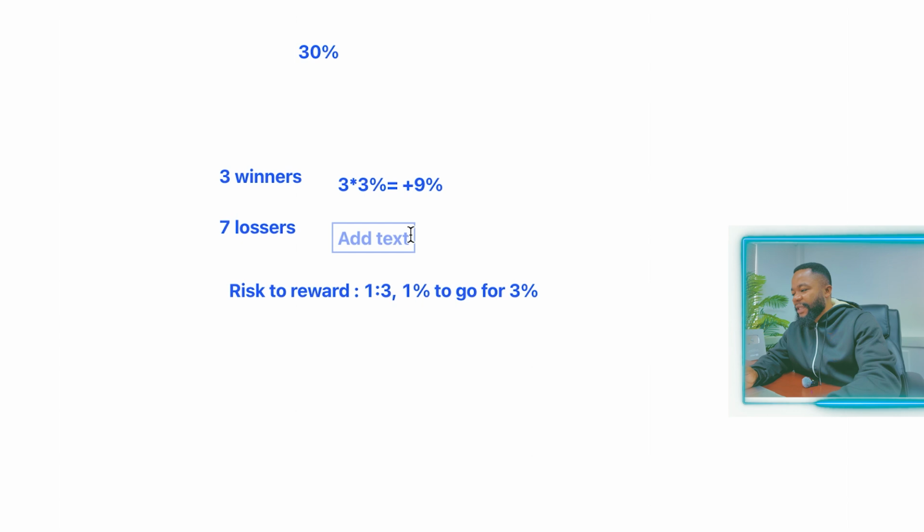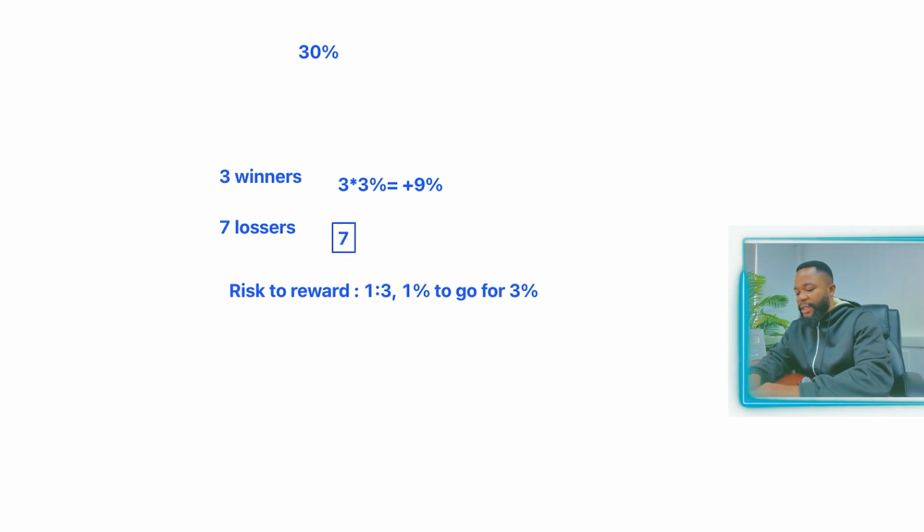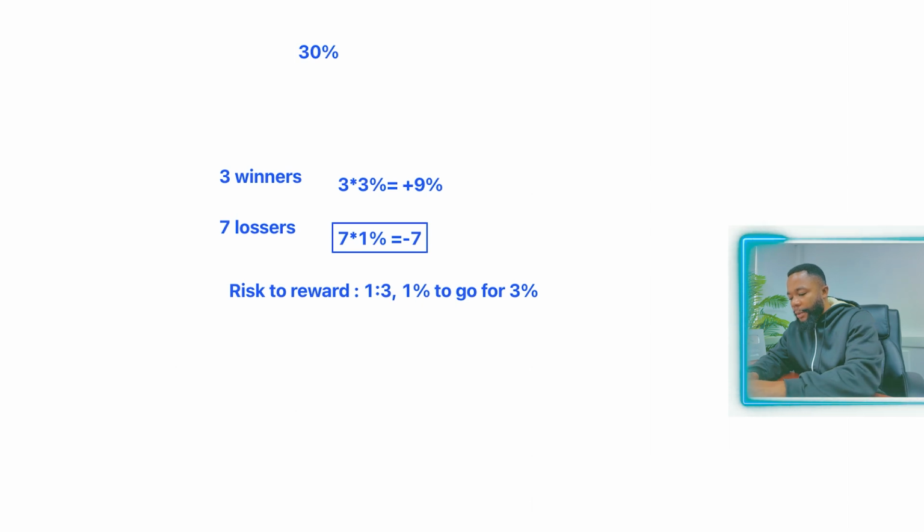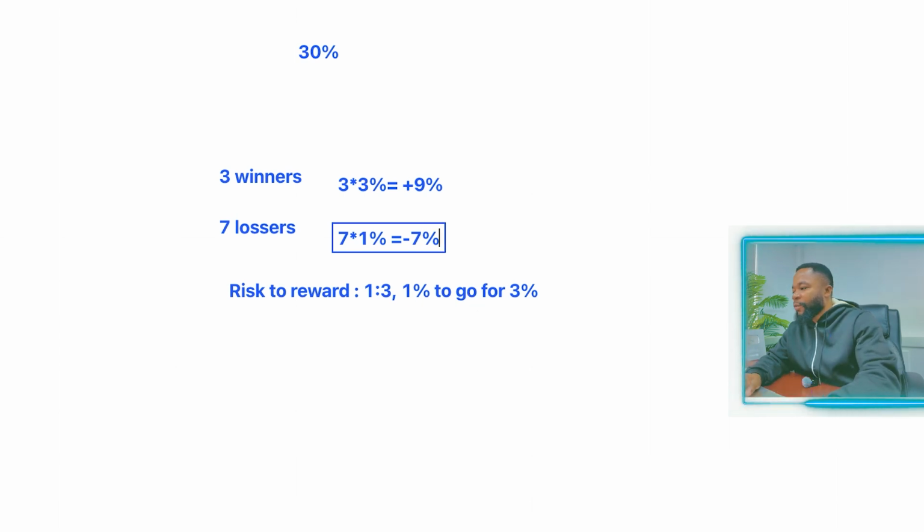Then let's go on losses or losers. So it's going to be now 7. Since you are risking 1% per trade, it's going to be 7 times 1%, which is equal to minus 7% of your account. All right? Minus 7% of your account. Let's calculate the net for the day.